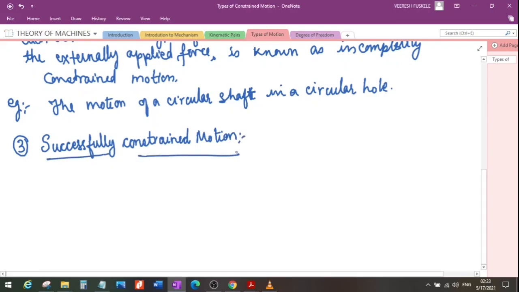So what does this successfully constrained motion mean? Suppose the motion between the links of a kinematic pair is incompletely constrained motion, and we are making that motion completely constrained by some external means, then that type of motion will be known as successfully constrained motion, right? So what does this mean? That means if the motion between the links of a kinematic pair is made completely constrained by some external means, then that type of motion will be known as successfully constrained motion, right?